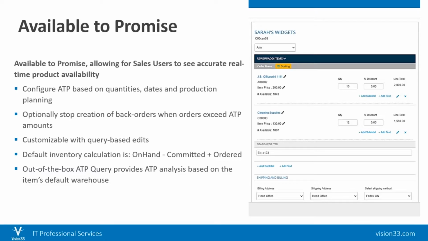Available to promise. With available to promise, you're able to see what the inventory availability is for that particular item. So you can see here on the snippet, we see number available is 1,043. That's a configurable query that is currently calculating the on-hand inventory less committed plus ordered. Of course, that can be modified based on what you'd like to display, depending on the requirement. But basically it just lets the employee know what you have available to promise the customer.